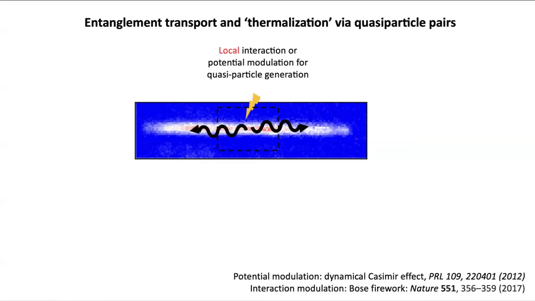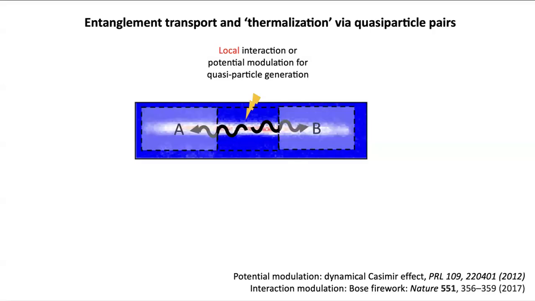So how do we test this kind of EPR paradox? One can imagine that we could have an elongated quantum gas, and then we try to locally modulate, say, the interaction. So we can generate entangled phonon pairs. And then they will propagate to two different, separate regions, Alice's region and Bob's region.